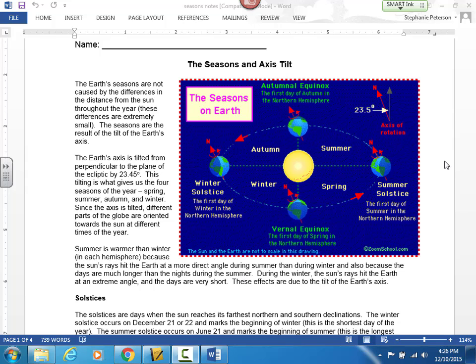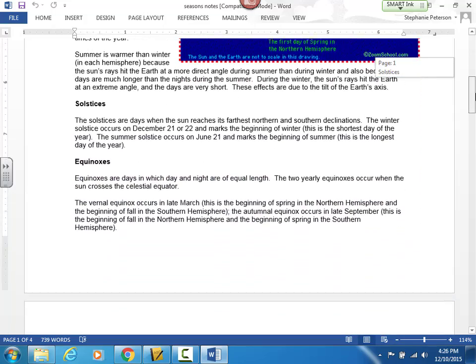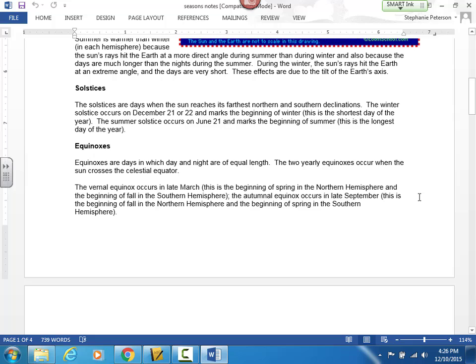Solstices. The solstices are days when the sun reaches its farthest northern and southern declinations. When we learn about the sun rising and setting, we're always taught that the sun rises in the east and sets in the west. And it actually varies off of directly east and directly west by just a little bit, and that's called its declination. So how far it varies from directly east and directly west, that's its declination. And on the farthest declinations, we have our solstices.